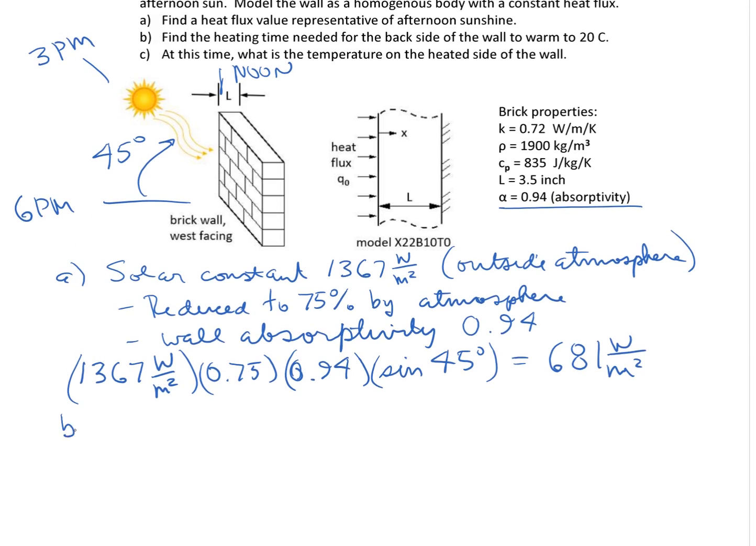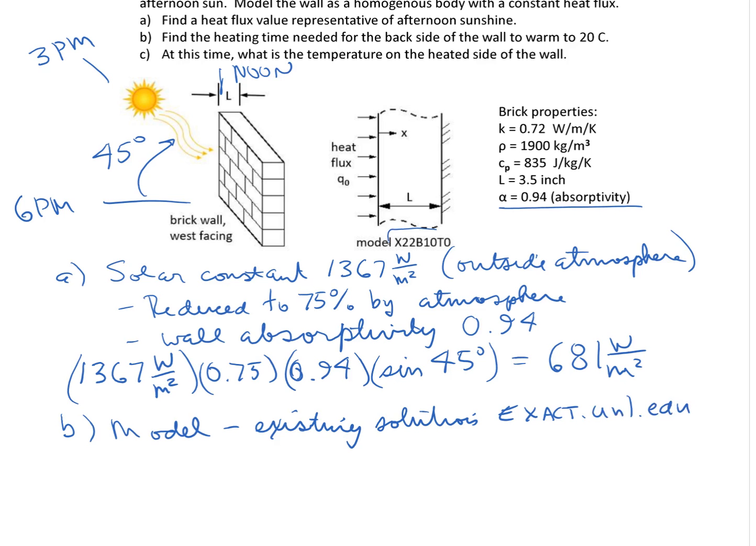Part B, we're going to work with this model, and we're going to take some data from an existing solution published on the internet at exact.unl.edu, and it's organized by this number here. That number means heating at the surface, insulated at the back, and initial temperature uniform. Let's find that solution.